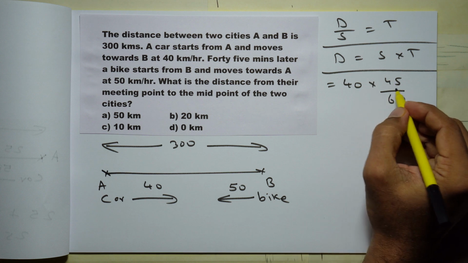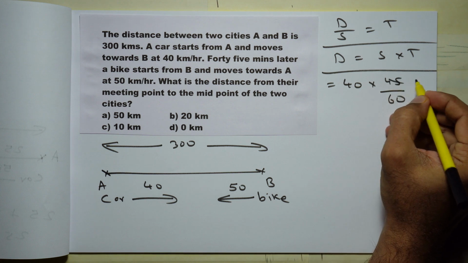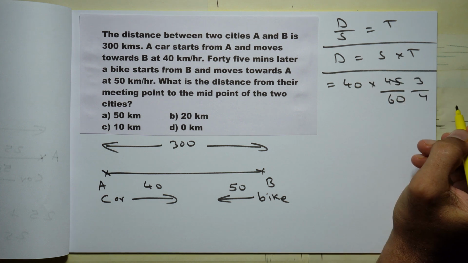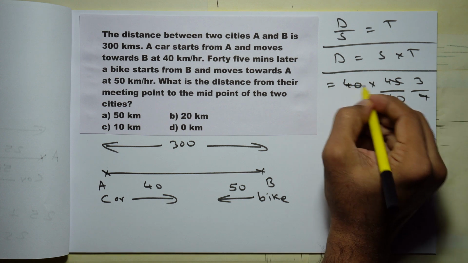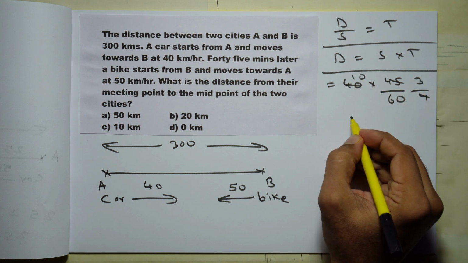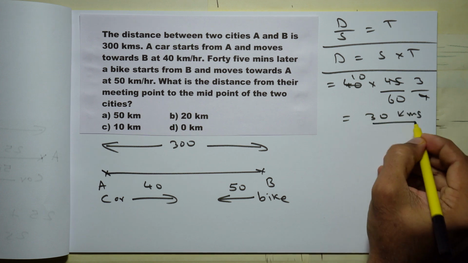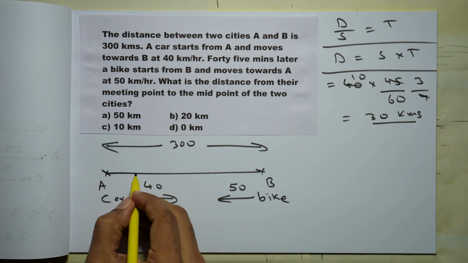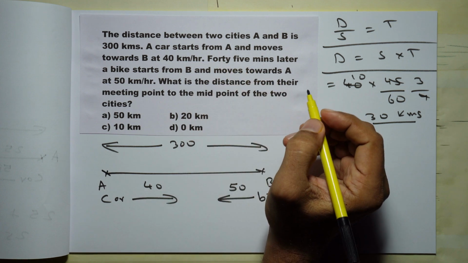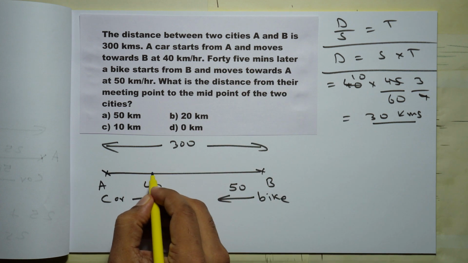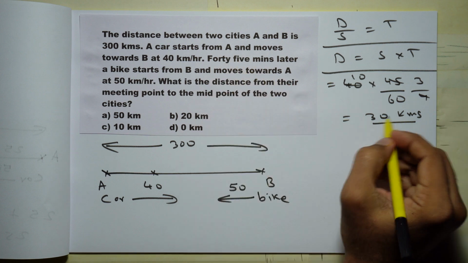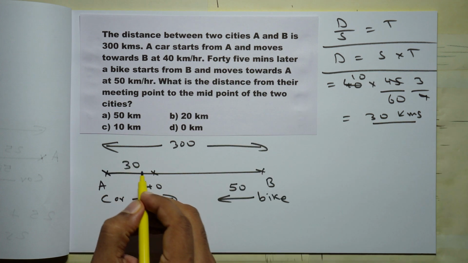We'll just cancel the common terms. 15 divides 3 times, 15 divides 4 times. 4 divides 10 times, so 10 into 3 gives you 30. So 30 kilometers. That is the distance covered by the car in the first 45 minutes. So initially in 45 minutes the car will do 30 kilometers.